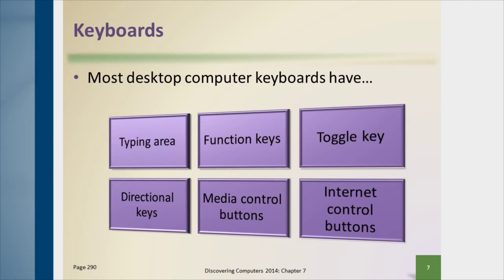An easy example of this is the shift key. When you click the shift key, it allows you to have a capital letter or a lowercase letter, and so it's shifting the function of that key. We have our arrow keys that allow us to move the cursor around in different directions. Some keyboards have media control buttons that allow you to pause music, start your media player, etc. And some keyboards will have internet control buttons as well, that allow you to launch your default browser, launch your default email client, things like that.